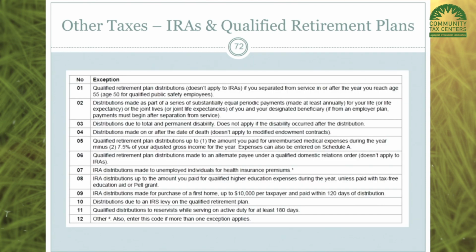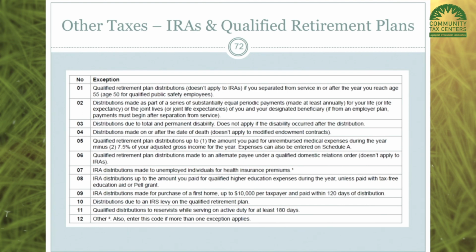So if we look on page H5, it gives us a list of exceptions that we can possibly waive that 10% penalty. Again, the taxpayer is going to already calculate the 10% penalty. If they qualify for one of these exceptions, then we have to go in the system to remove the penalty. So you'll see we have these numbers on here. There's one for qualified retirement plan distribution, if you separate from service in or after the year you reach age 55.